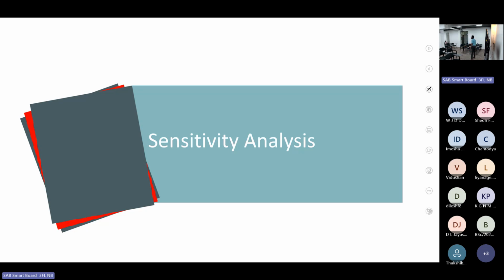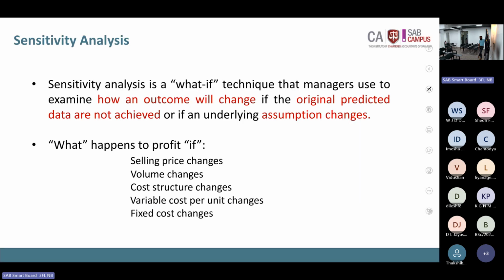Right, next, sensitivity analysis. This one, we know that we have different assumptions in the break-even point. When we do the calculations, we had different assumptions. Sometimes those assumptions can be changed. So because of that changes, we do a sensitivity analysis. Even though we put the assumptions, sometimes there can be some kind of changes.